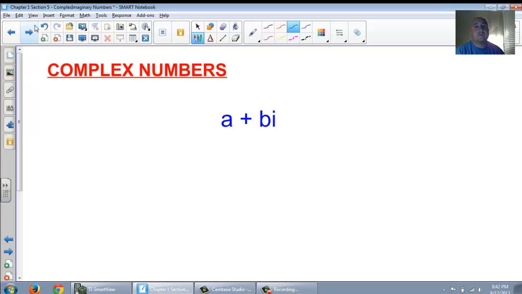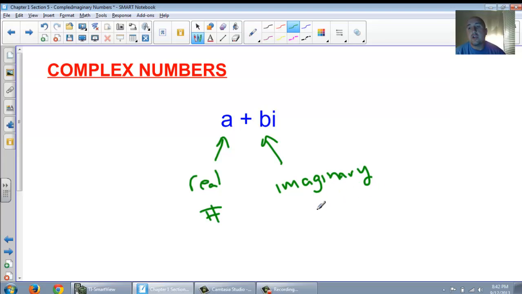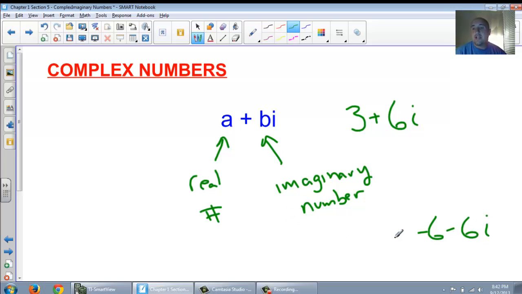Very good. So part 2 of this section is talking about complex numbers. Complex numbers are in the form a plus bi, where the first number is a real number, and the second number is an imaginary number. I should have just used a symbol, but that's okay. So for example, 3 plus 6i is a complex number. It's complex because it has a real portion and an imaginary portion. You could also have negative 6 minus 6i. That would also be complex. The signs can be either negative, subtraction, or positive, okay, for complex numbers.